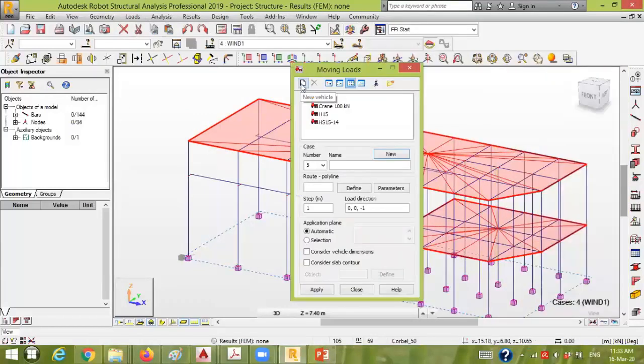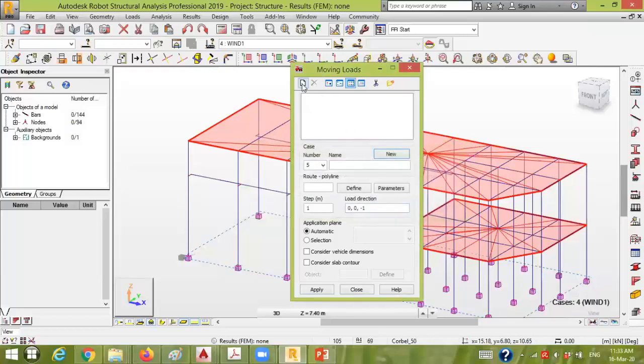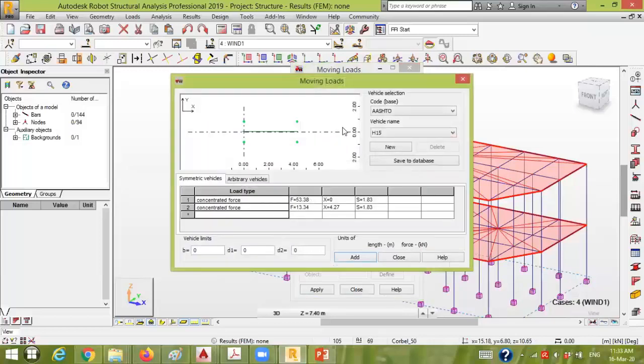I will define a new moving load. By default, the software's moving load is a truck or a car load. So I will define a new load. For example, maybe it's a truck by the AASHTO code: a truck or a car having two concentrated loads corresponding to the reactions, or to the load transmitted by the four wheels of the car.